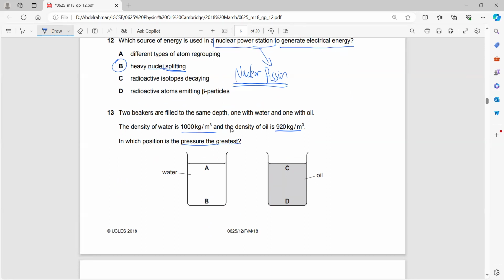Okay, A would be wrong, and D would be wrong. Why is D wrong? Yes, we need to increase the depth, and we need to increase the density as well. The density of the oil is less than the density of the water. So you can just cancel out C and D, and definitely we'll cancel out A. So the right answer would be B, increasing the depth and increasing the density.